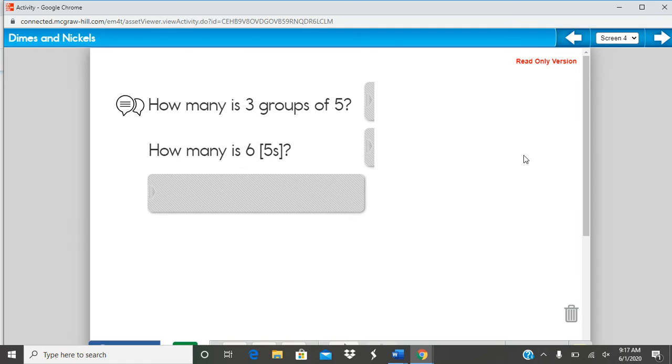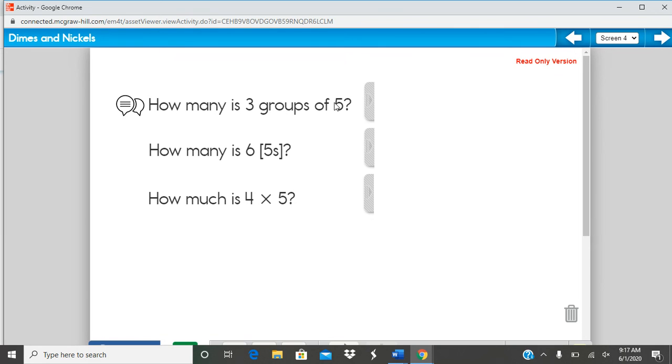All right, how many is 6 fives? So I can draw a picture, pause and draw a picture. I could put up 6 fingers and count each of those as 5. Right? Or maybe you have another strategy that works for you. So I'm going to put up my 6 fingers and I'm going to count each one as a 5, 5, 10, 15, 20, 25, 30. Excellent. And how much is 4 times 5?